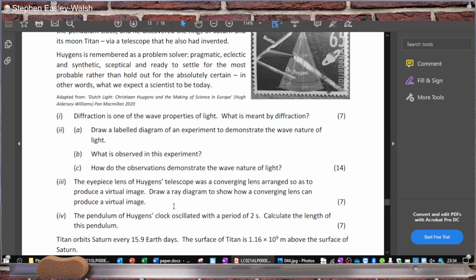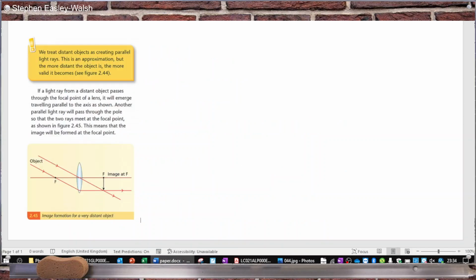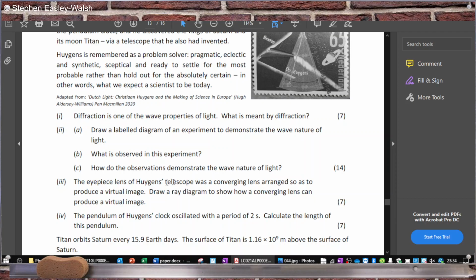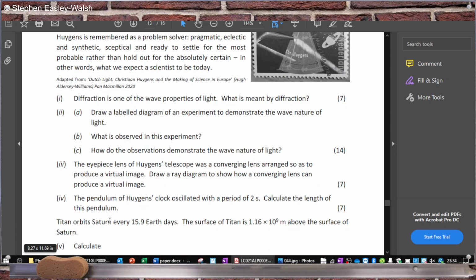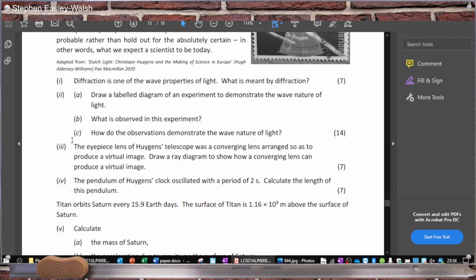The next part is the convergent lens. So I just took the image from the book, Physics Plus. So that's the image there for the convergent lens for the telescope. Basically, the idea is we treat a distant object as parallel light rays, approximately, and then the convergent lens. This is the diagram they're looking for you to draw. So, yeah, that's it. Now, the first 3 parts are really just bookwork.